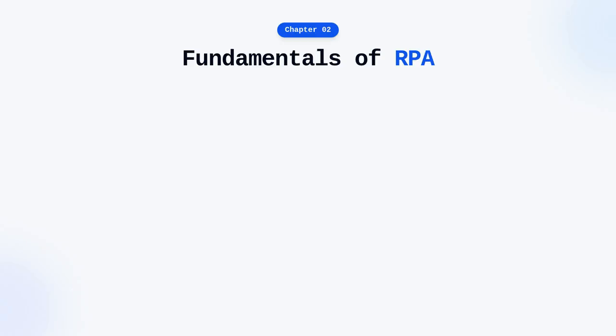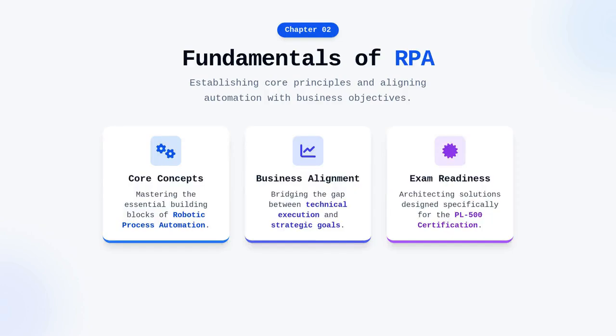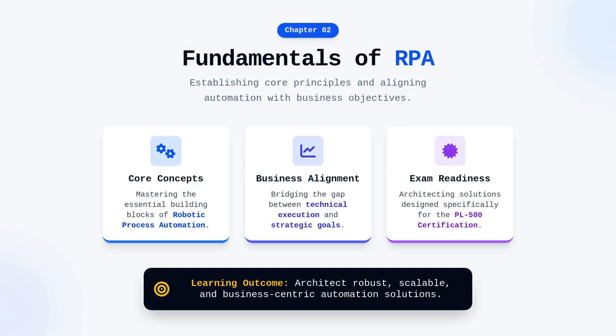Welcome to the second chapter of our journey, where we will establish the fundamental principles of robotic process automation and explore how they align with business objectives. By the end of this module, you will have a clear understanding of the core concepts required to pass the PL-500 exam and architect robust automation solutions.